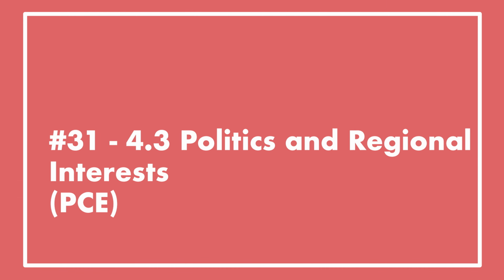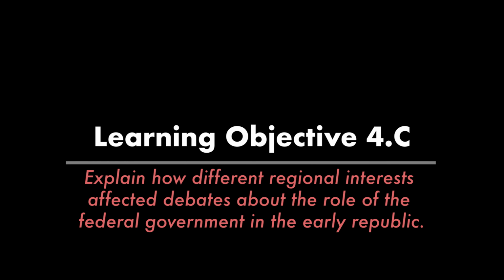Today we're talking about politics and regional interest in the early 1800s. The theme that we're looking at today is politics and power. We have one learning objective today, and it says, explain how different regional interests affected debates about the role of the federal government in the early republic.